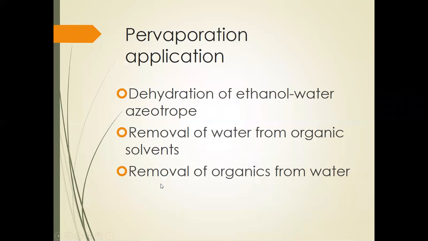Now, as to the application of pervaporation, we have the dehydration of ethanol-water azeotrope. So we want to separate water, so we need to dehydrate our ethanol-water azeotrope. And azeotrope meaning it has reached a particular state wherein there is no separation already because it has already formed an azeotropic mixture. So the only way you get to separate ethanol from water in that case will be through pervaporation. Then we also have removal of water from organic solvents, which uses pervaporation, and removal of organics from water, not just from solvents, but also from water, organics being separated from water.